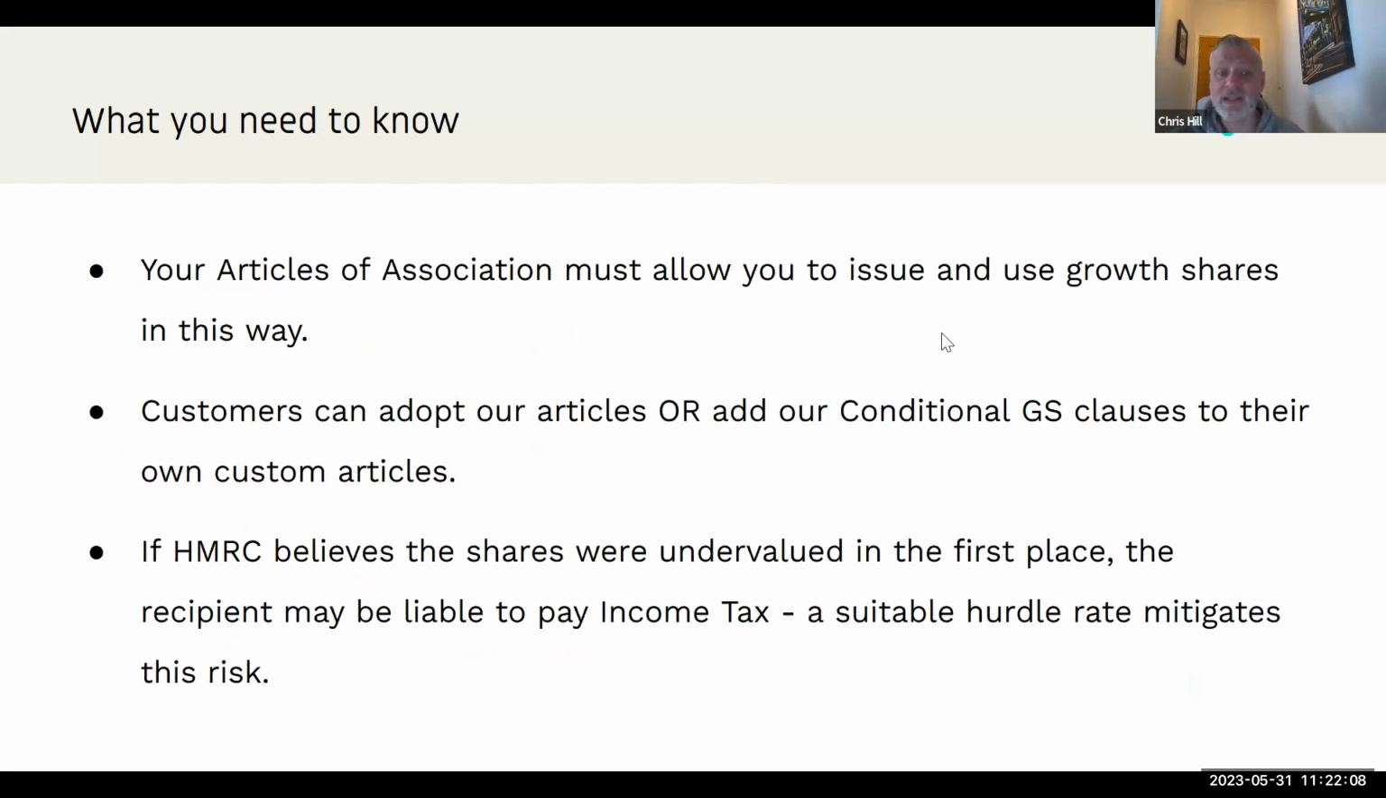If HMRC believes the shares were undervalued, the recipient would be liable to pay income tax on the difference. So when we do the valuation, we follow HMRC best practice. We then add the hurdle. We're doing 85 HMRC approved valuations a month, so we're pretty well versed with what they will accept. And as I say, with a growth share valuation, we are pretty conservative, because we need to ensure that they're issued in a worthless state.